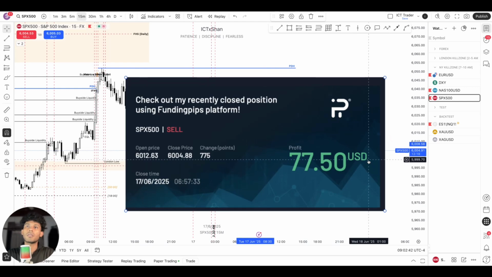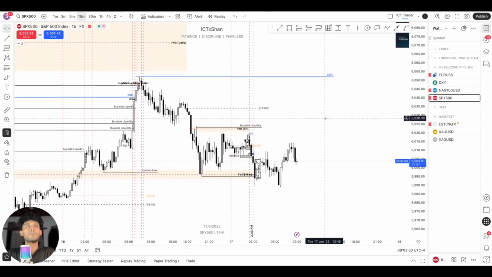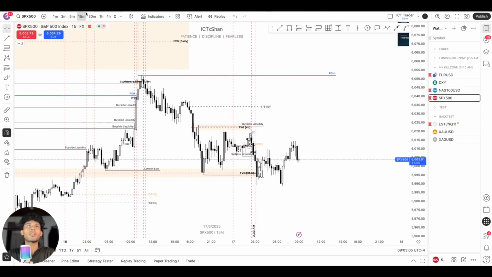Today I took 77.50 USD as my profit. I'm going to tell you how I secure this profit, and the platform that I'm using is Funding Pips. So we'll dive into the chart. This is the 15-minute chart, so you can change the chart.